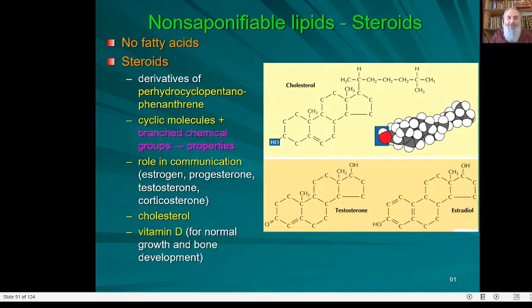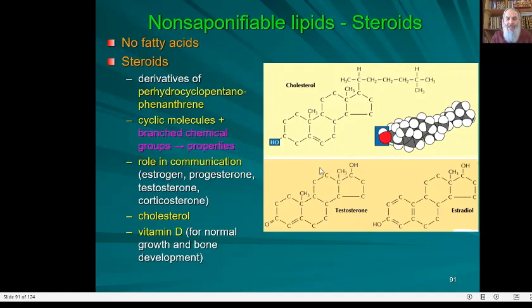Chemically they are diverse, however they have in common these four cycles. These four cycles in chemistry are named perhydrocyclopentaenophenanthrene. You are not supposed to memorize this name. Just remember that the same cycles are shared by all steroids. Here we have cholesterol, we have testosterone, we have estradiol. All of them share 3 cyclohexanes, 1, 2, 3 cyclohexanes, and 1 cyclopentane.